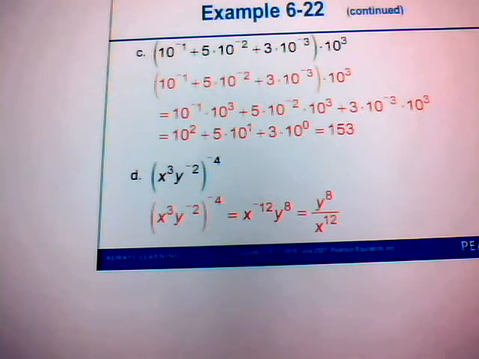Okay, so that would conclude this particular section on the multiplication and division of rational numbers.